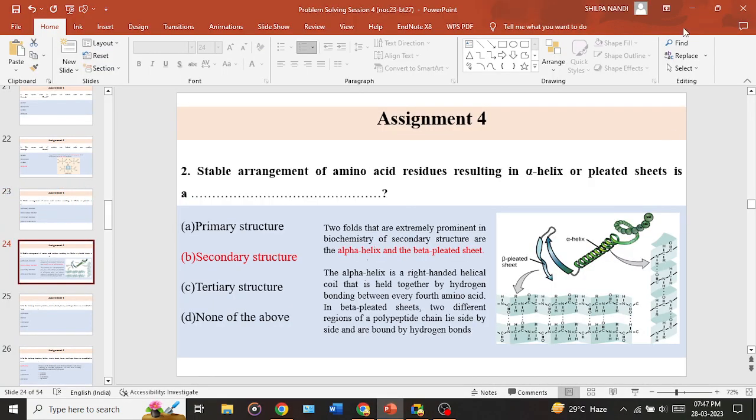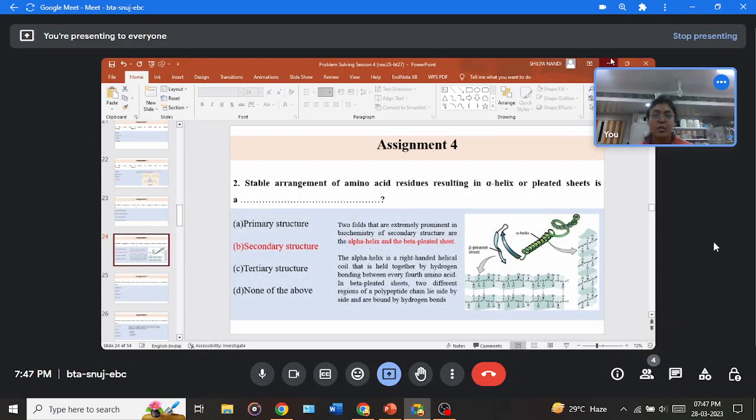I hope you all are able to see the slide change. So secondary structure, that is option B, is the correct answer. Why so? In case of primary structure, it is the simplest form of protein that consists of a peptide bond, and it does not result in another structure, that is alpha helix or beta pleated sheets.